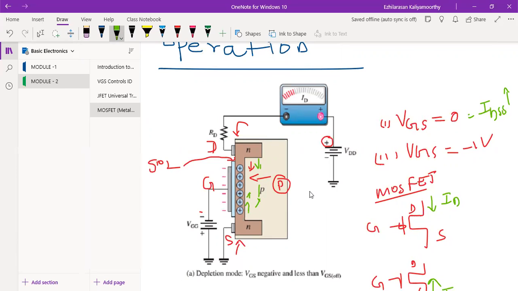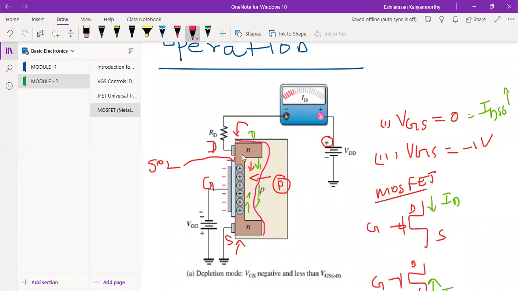Okay, so the channel near the drain, which one? This is the drain actually. This is the drain, right? The channel near the drain gets more depleted than at the source, because we'll have the depletion region. For example, I want to show the depletion region here. See, this will be your depletion region. Like this, the depletion will be there. So the drain gets more depleted.